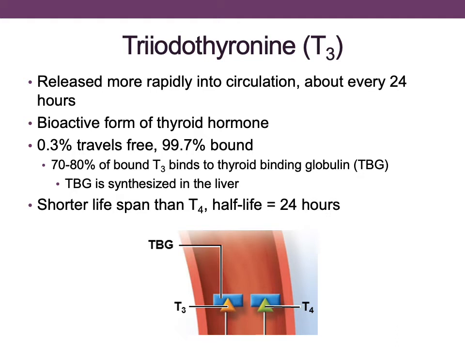This thyroid binding globulin is synthesized in the liver. So you can see, or maybe you can speculate, that individuals that have liver damage may also have some problems with their thyroid hormone because they can't transport it properly. Triiodothyronine has a shorter lifespan than T4, and its half-life is 24 hours.